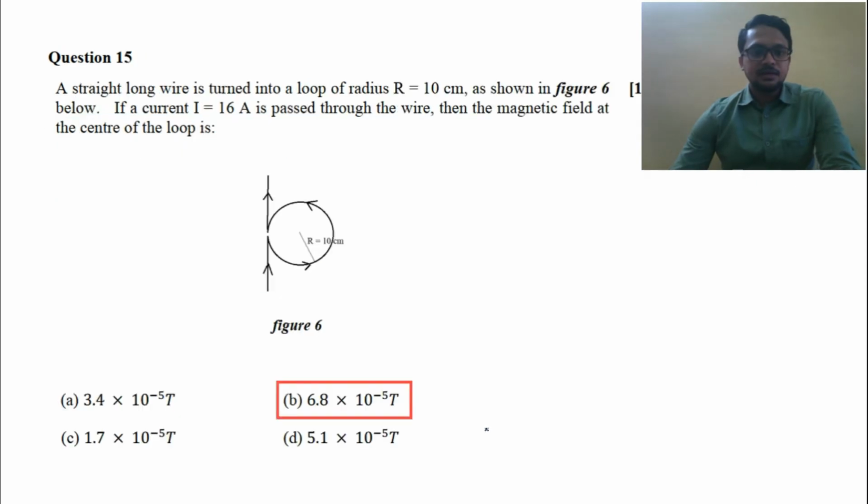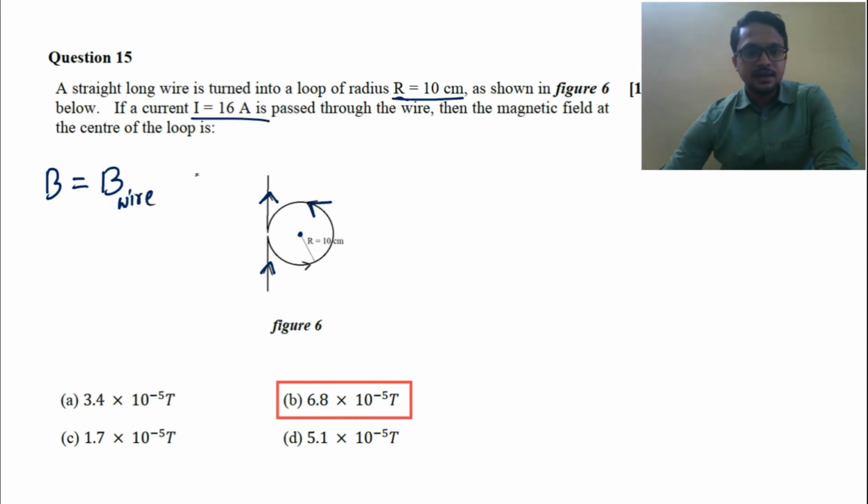Question number 15. Question number 15 is this. Yes, this question is also a good question. Current is 16 ampere. Current is flowing in this way, then through this circle, then again upper half of the infinite wire. Radius 10 centimeter. At the center, what will be the magnetic field? So at the center, net magnetic field will come from two parts. One is B wire, and another is B circle.